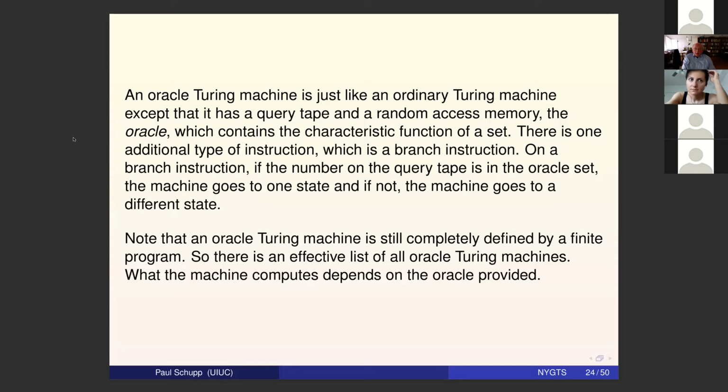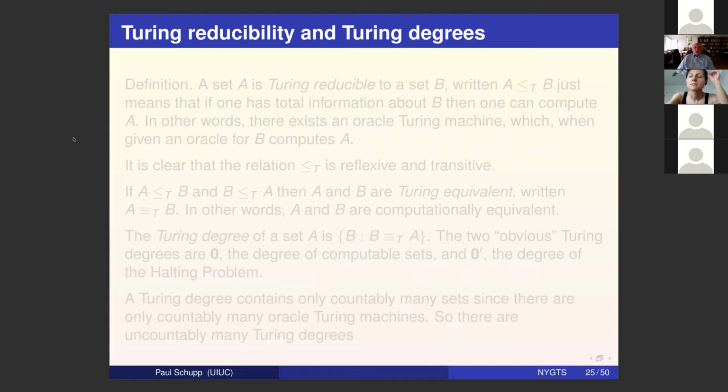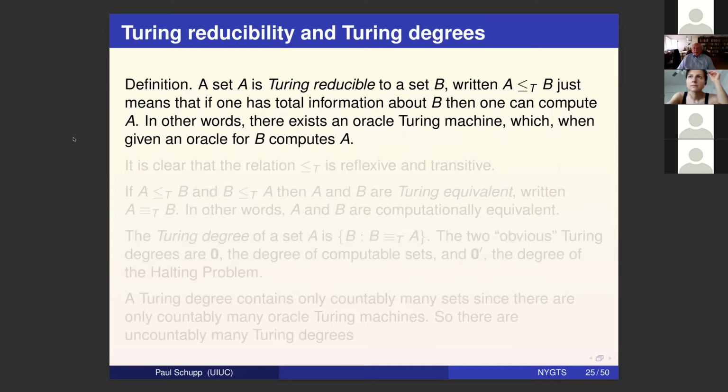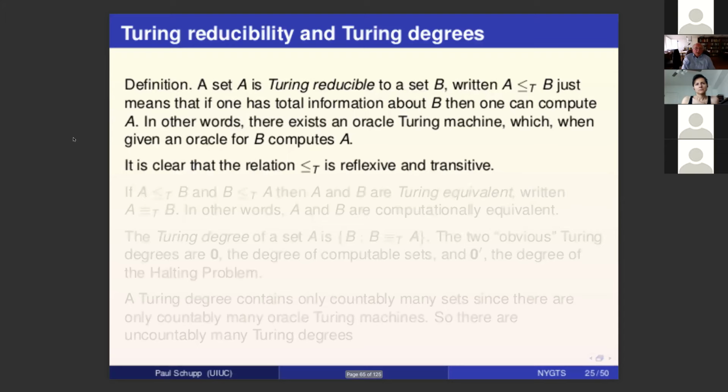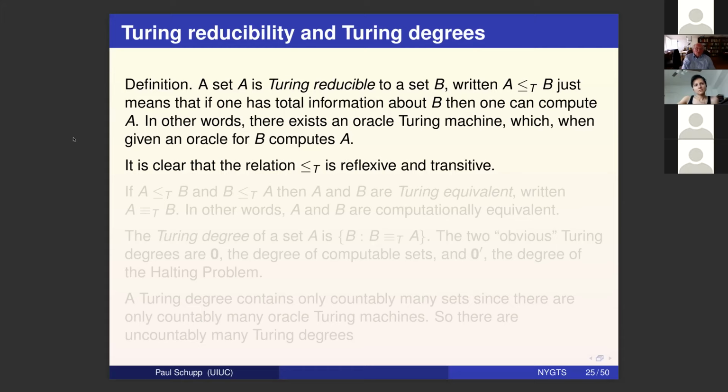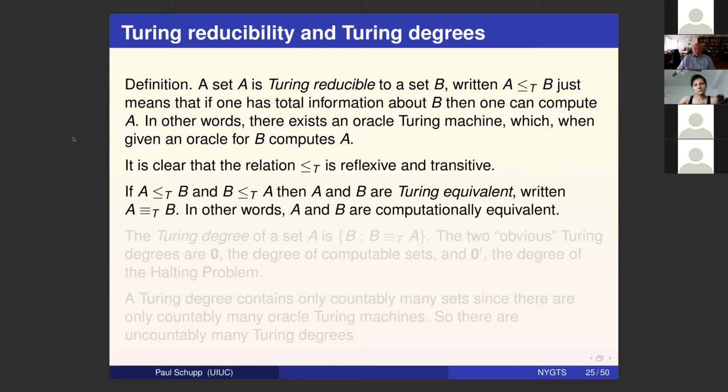Okay, so Turing reducibility and Turing degrees. The terminology is: a set A is Turing reducible to set B if there's an Oracle Turing machine which, given the Oracle for B, computes A. All this means is that if you have total information about B, then you can compute A. And that relation is certainly reflexive and transitive. And two sets are computationally equivalent, or Turing equivalent, if each is computable from the other.